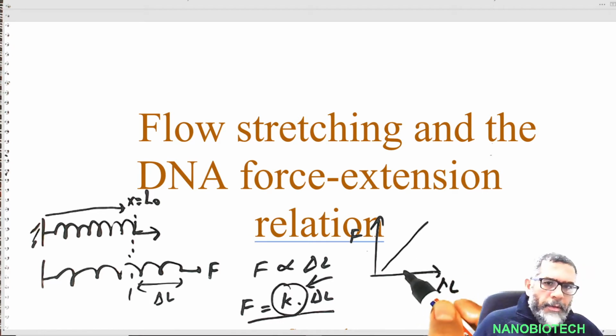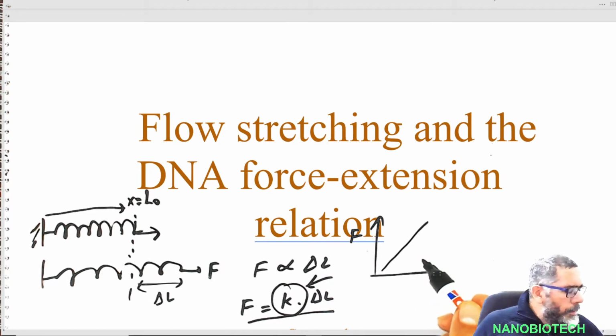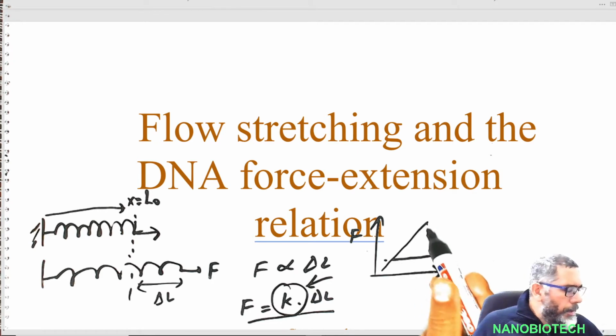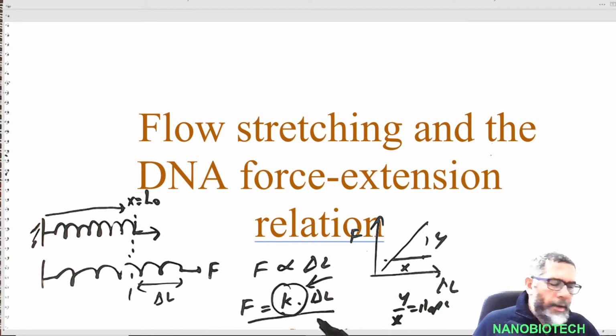And if you produce this kind of graph, the slope of the straight line will give you, let's say y divided by x is the slope. Well, slope is nothing but K, right? You can find this so-called spring constant by analyzing the data, drawing the straight line, doing curve fitting, and calculating the slope, which will give you K.